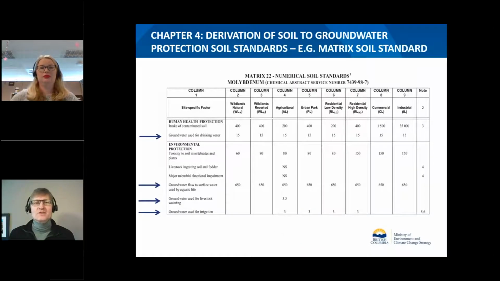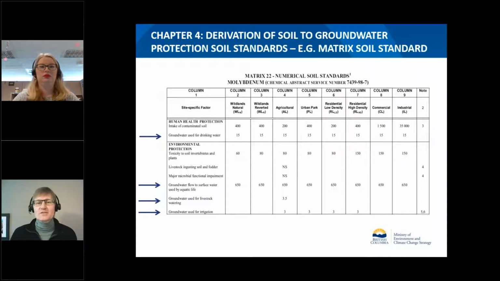So this slide shows an example matrix from CSR Schedule 3.1 for the substance molybdenum. The 4 blue arrows highlight the matrix numerical soil standards calculated using the Ministry's Groundwater Protection Model. These are the derived soil standards for the protection of groundwater for the 4 water uses or site-specific factors. The other human health and environmental protection matrix numerical soil standards, as derived in chapters 2 and 3 that Sydney spoke about earlier, are also shown on this slide.